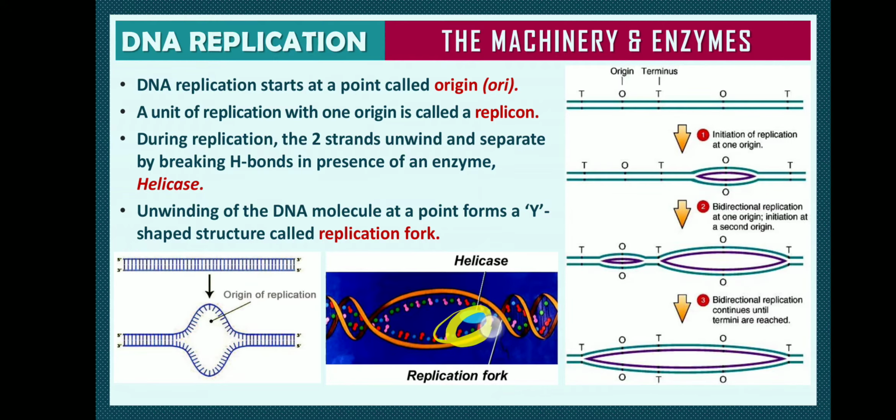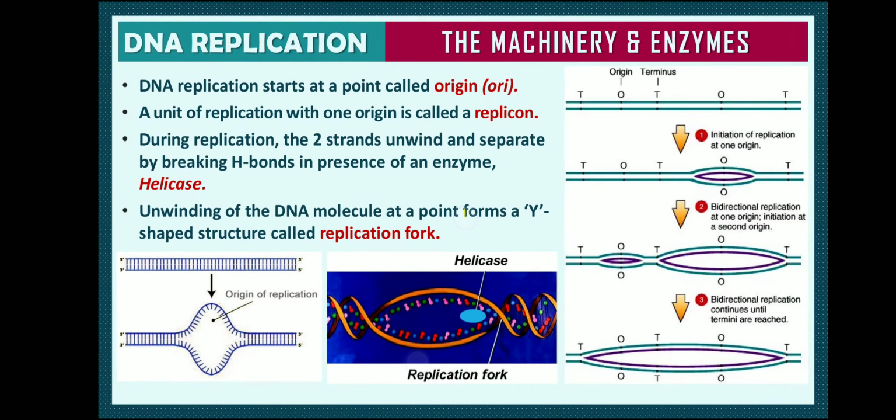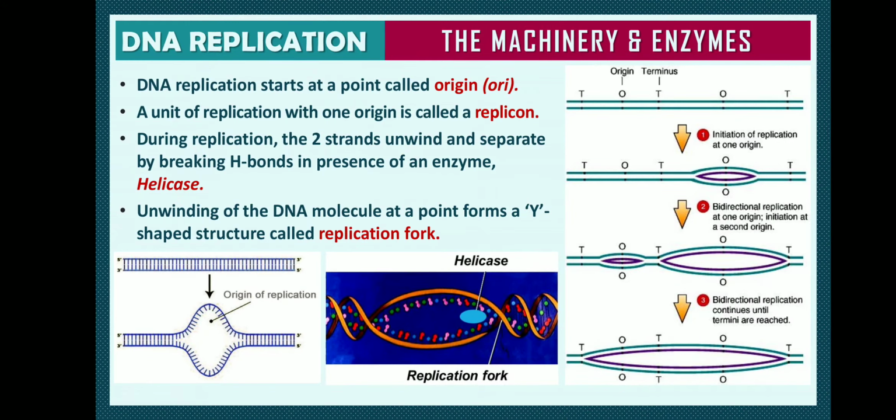Helicase is an enzyme responsible for unwinding the two strands of the DNA and converting them into single strands. This unwinding of the DNA molecule at that point forms a Y shape. You can find here this is a Y shape. This Y-shaped structure is what we call a replication fork.